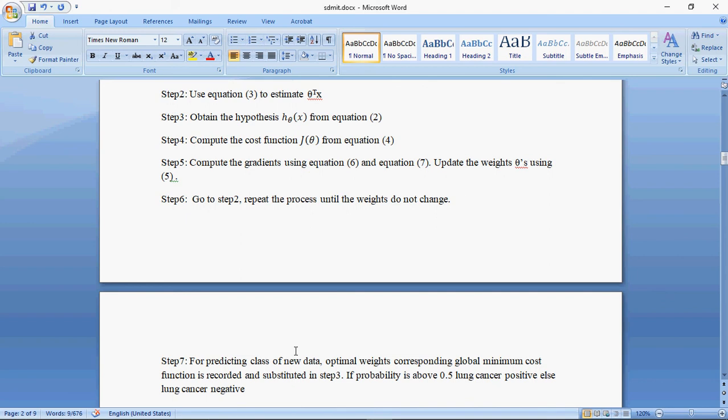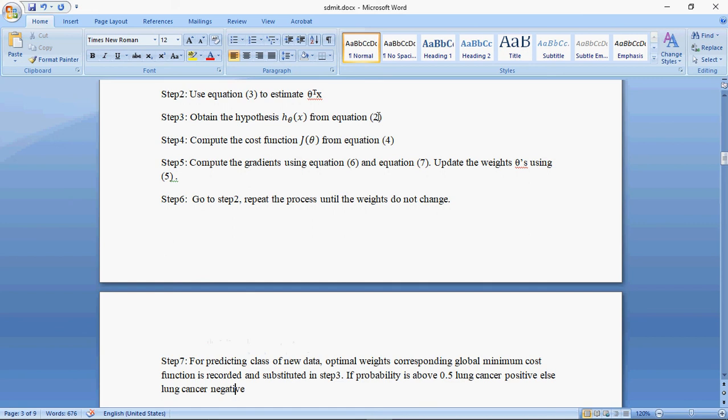So, as defined, this is your last step for predicting new data. Take the optimal weights you find, that is the thetas you obtain in step 3 after say 1,000 iterations, and use them to compute the hypothesis. Compute the hypothesis from the thetas. The hypothesis will have a value between 0 and 1.